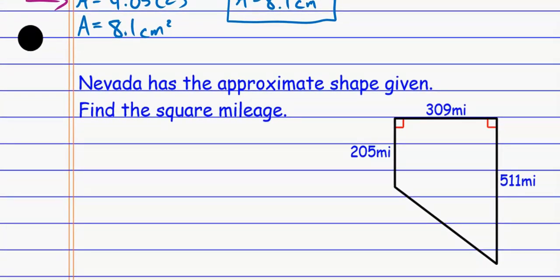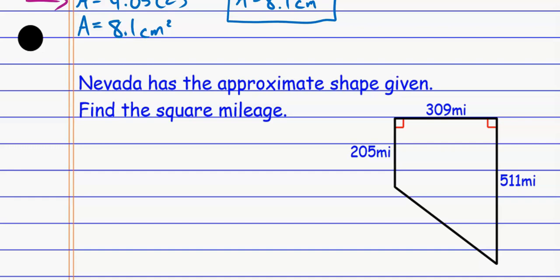If I look at this one, it says Nevada has the approximate shape of a figure that looks like the figure below, so it's approximately a trapezoid. And so when we look at this trapezoid, I want to find the square mileage, so I just have to find the area of this trapezoid.